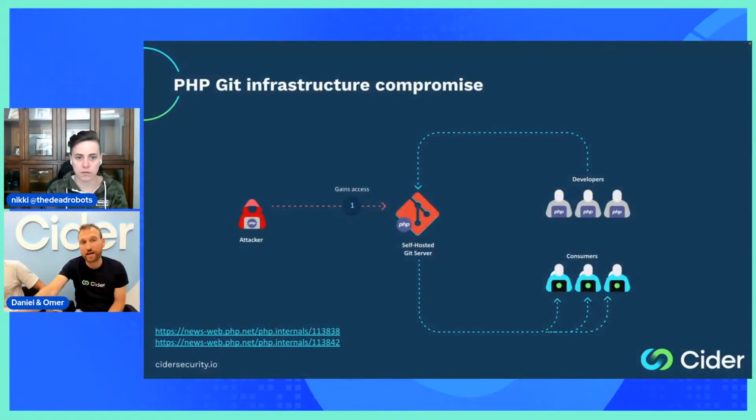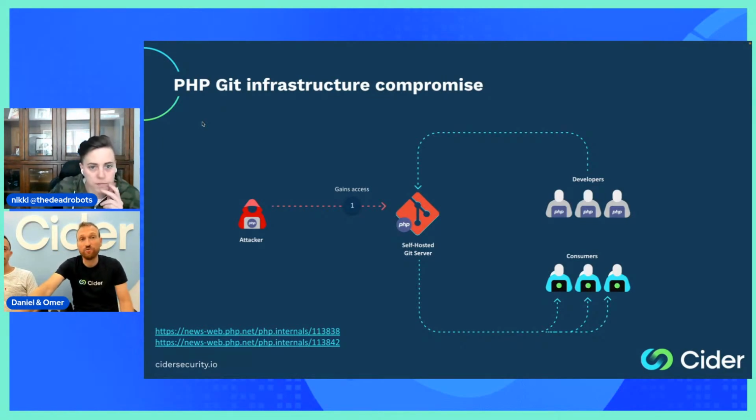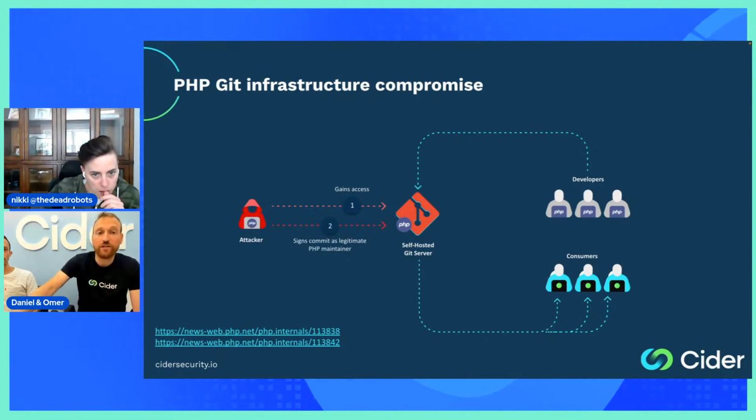The first case study is the PHP Git infrastructure compromise. It happened in March 2021. What happened was that an attacker was able to gain access to the self-hosted Git infrastructure that was used at the time by PHP. So the attacker created a new version of PHP and then uploaded it to the Git server while signing off on the commits as if they came from legitimate PHP maintainers.